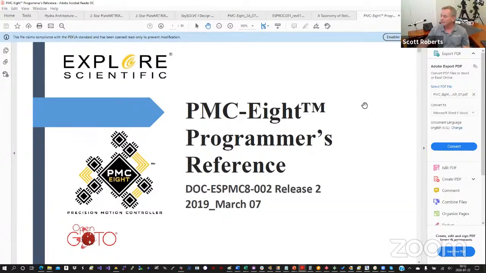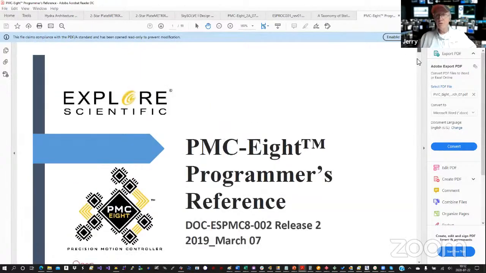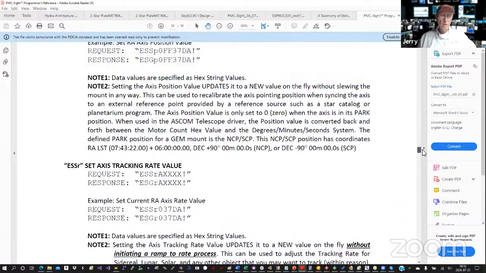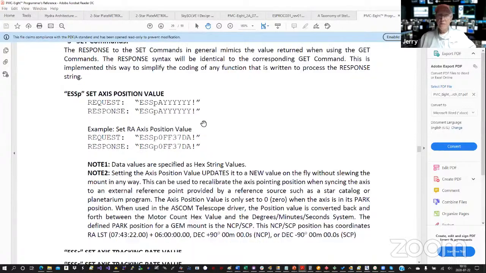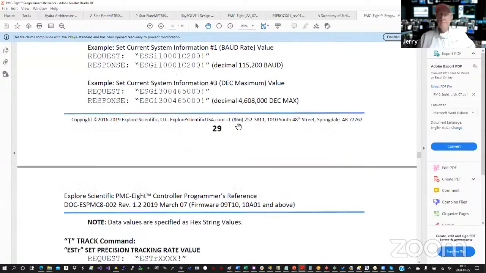Sure. And then, if you're a programmer, there's the meat and potatoes in there that detail the specs on the language to control the mount. So that's this later part here. For example, a set command, set axis position value. What that actually does is how the sync commands work. We basically tell the mount where it's at and we reset the motor position. So that's an example of knowing how the thing works. So that's for programmers.